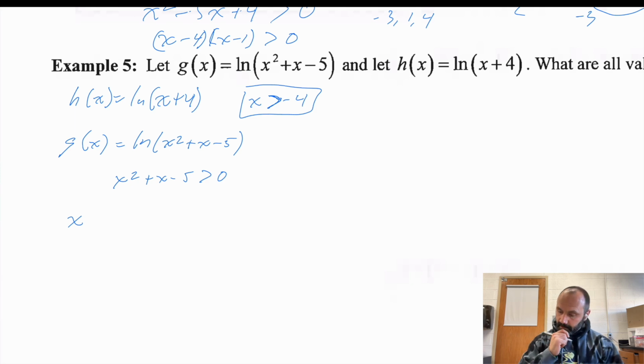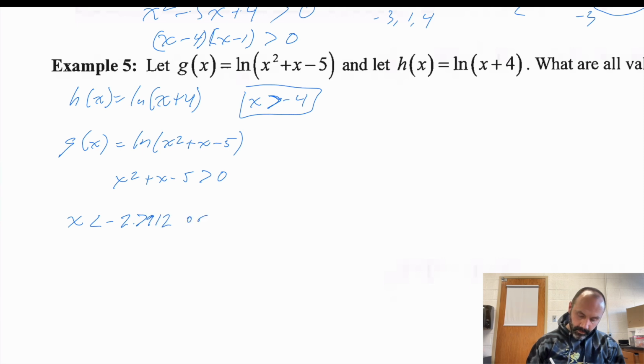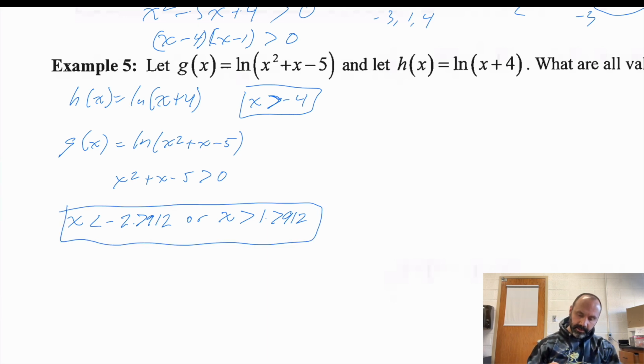Separating it out and finding where our zeros are. And so x has to be less than negative 2.7912, or x has to be greater than 1.7912. Okay, when we use the quadratic formula, that's what you get. So these are our domain restrictions.